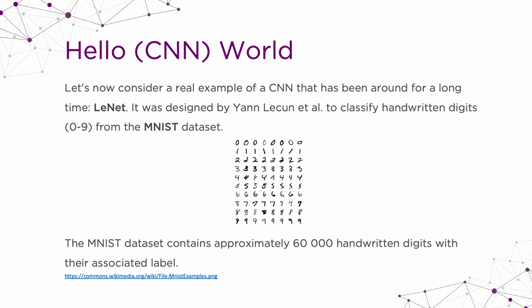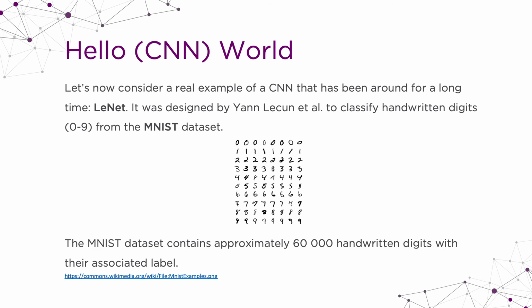So this was in the 1990s, right? No one was really working too much on convolutional neural networks in the 90s, but Yann LeCun and Yoshua Bengio were working on these, and they were trying to classify handwritten digits from the MNIST data set.